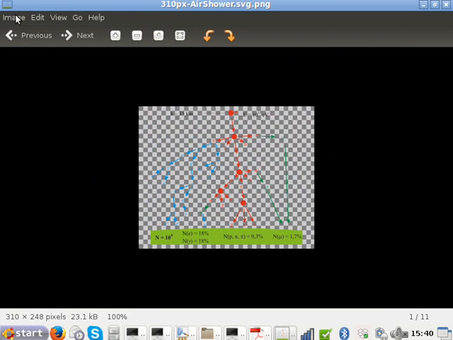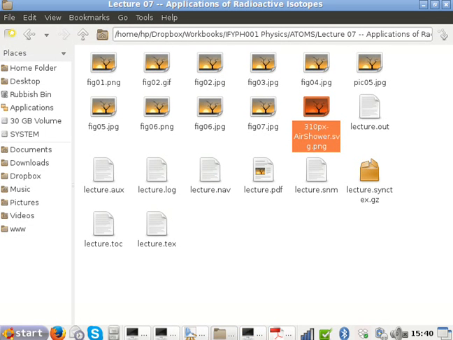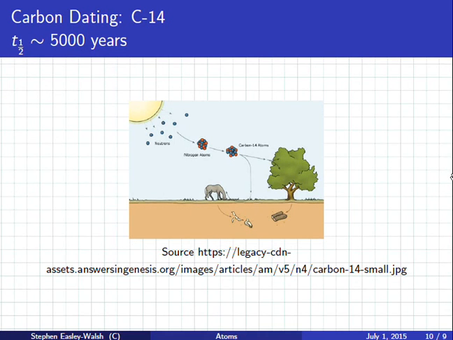Oh, that's a terrible diagram. Now, you might ask me, where do the neutrons come from that hit the nitrogen in the air? That's a very complicated answer. So you can just say the neutrons come from space. But the true answer is actually very, very complicated.